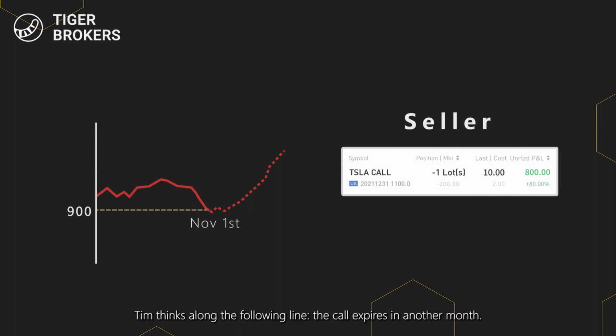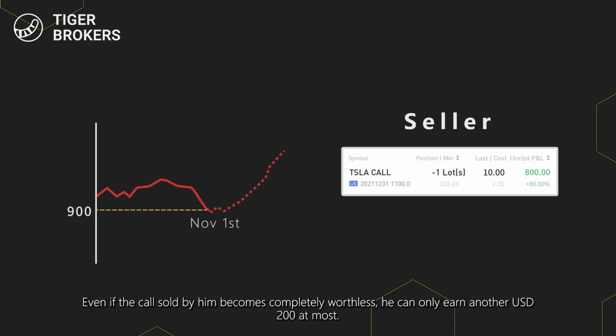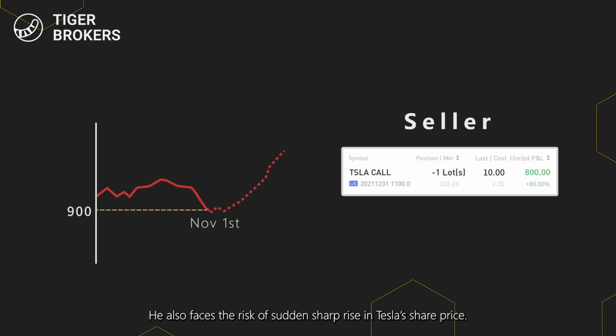Tim thinks along the following line. The call expires in another month. Even if the call sold by him becomes completely worthless, he can only earn another $200 at most. He also faces the risk of a sudden sharp rise in Tesla's share price. It's probably better to close his position and cash in.